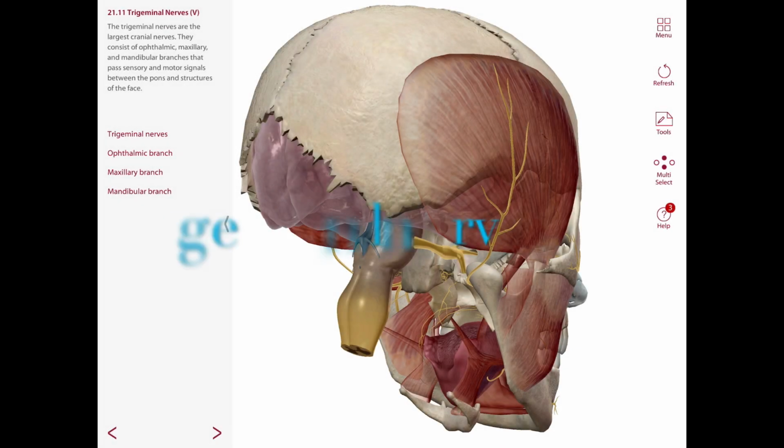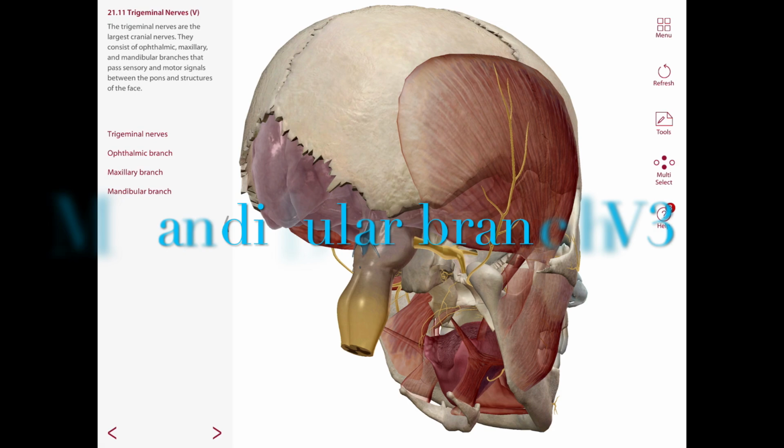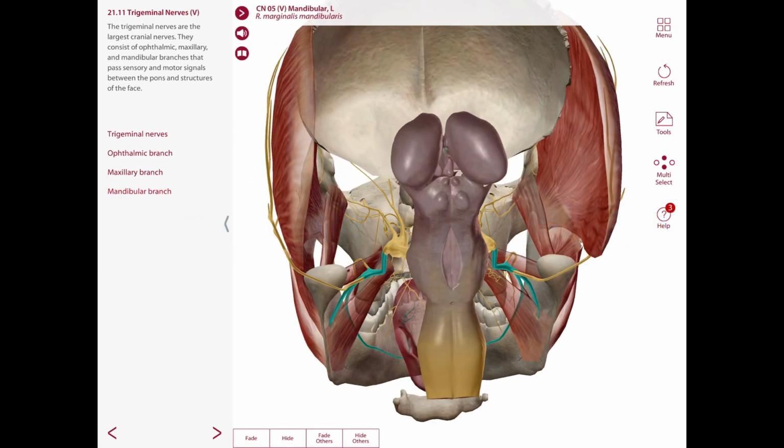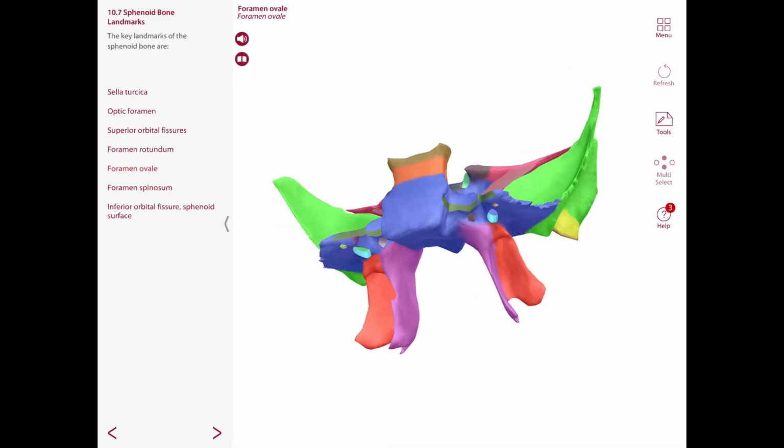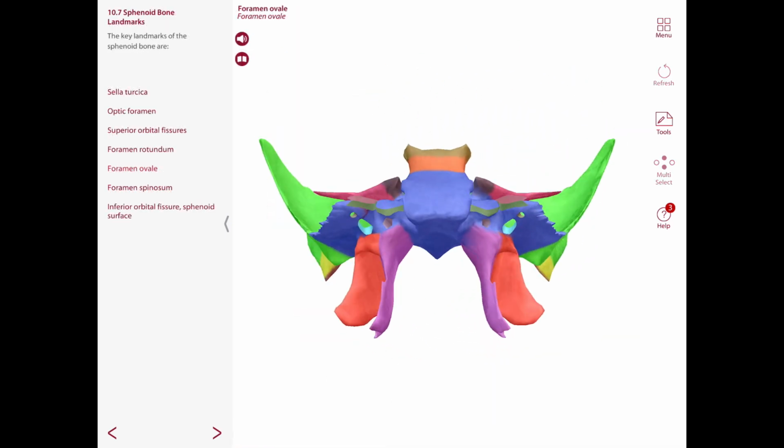The muscles of mastication are going to be innervated by the trigeminal nerve or cranial nerve number 5. We're going to get started with the mandibular nerve or mandibular branch, which is the one you're seeing here in blue. This one contains general sensory and motor fibers. It leaves the middle cranial fossa and it enters the infratemporal fossa via the foramen ovale, which is the foramen right there.